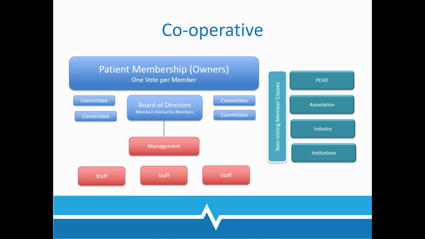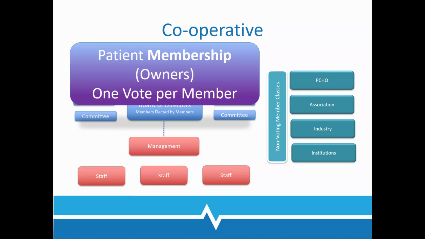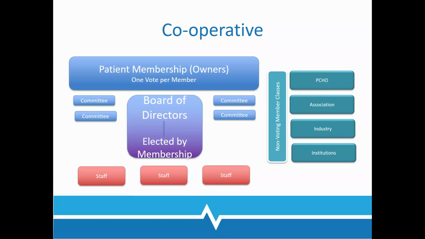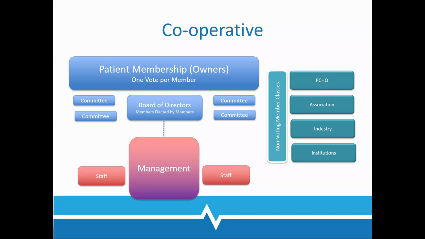A cooperative is controlled by its members, which in this case would exclusively be patient members. Each patient member has one vote, unlike corporate models where a single shareholder can control many votes. The board of directors is elected by the members from candidates nominated within the membership, and management reports to the board.